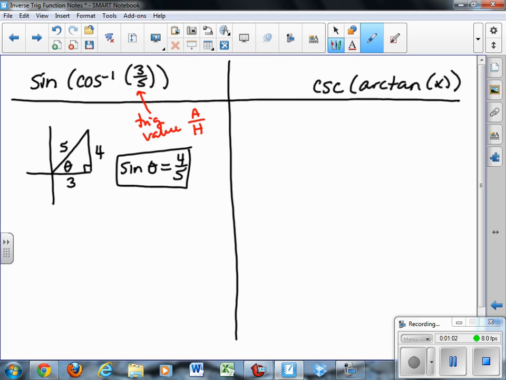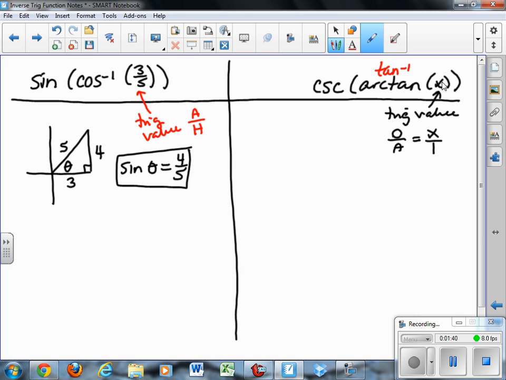Now let's do the same type of problem, only now what's inside here is an x. First of all, you've got this kind of weird word here, arctan. What does arctan mean? It means the same thing as inverse tangent. So when you see arctan, you can just replace it with inverse tangent. That tells me that this x is a trig value. Now, tangent is opposite over adjacent. I only have x here, so I'm going to write it as x over 1.